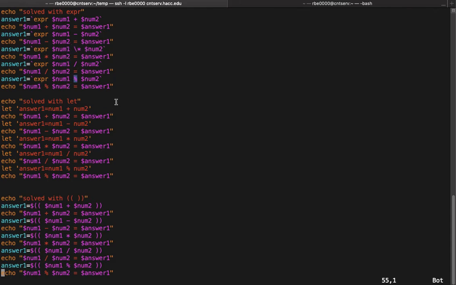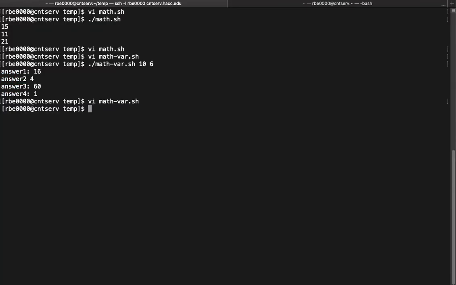This operator is called the modulus operator. It gets the remainder. So in this case, we put 10 and 6, the remainder is going to be 4. So that gives you the remainder of what's left over after you do the division. Here we're solving the problems with let. There's no special escape needed there. If we notice, we don't have the dollar signs on the values. And then down here, we're solving the same problems with the double parentheses way. In this case, I have the dollar signs on the values, but like we said above, that is not required.